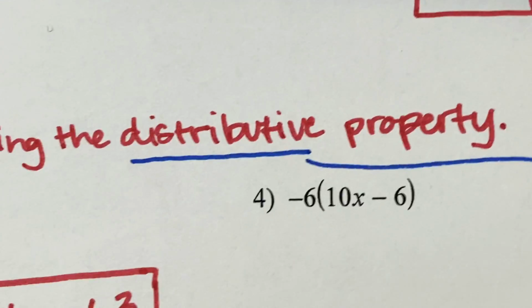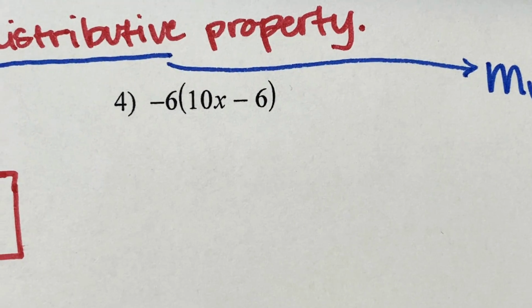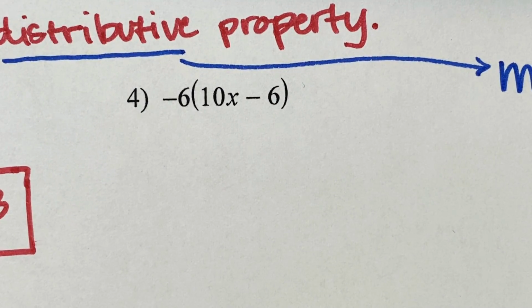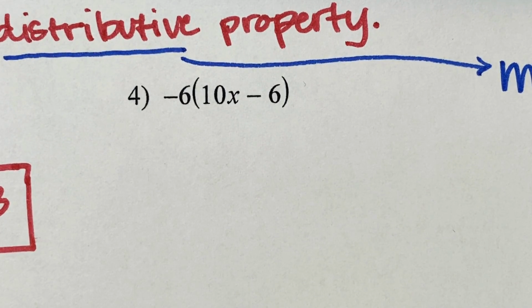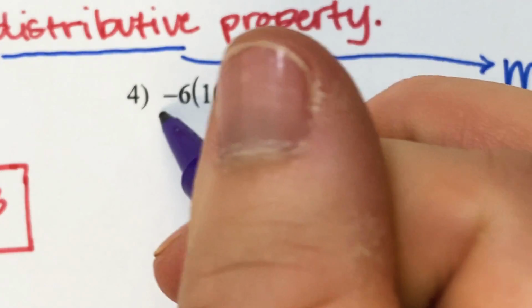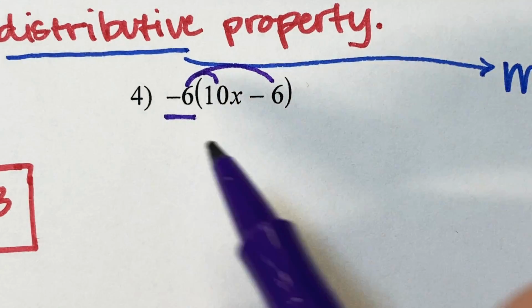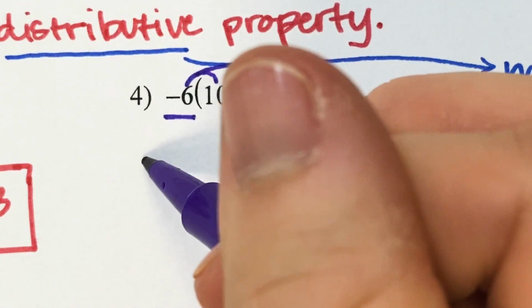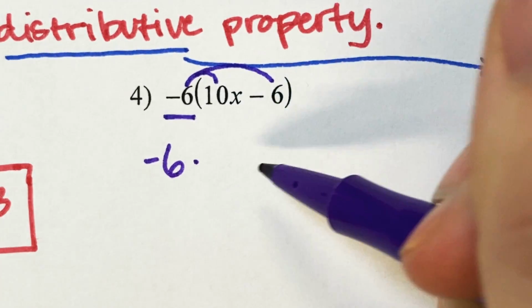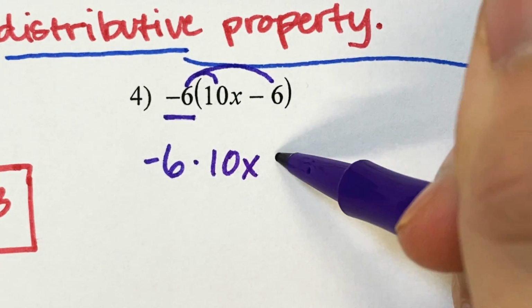Okay, let's do number 4. So find your parentheses, and what is the number that's right in front of those parentheses? We have negative 6. So negative 6 needs to multiply to everything inside. So first it needs to multiply to this 10x. So negative 6 times 10x.